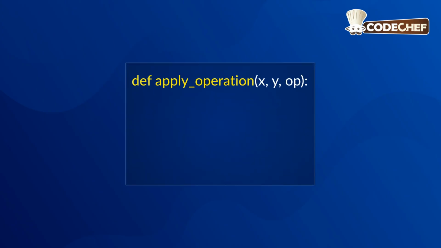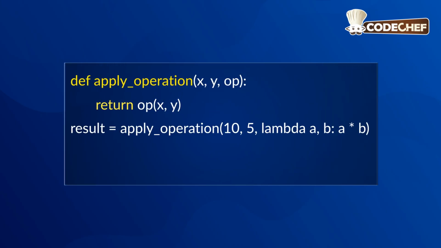For example, we can pass a Lambda directly into another function to apply an operation. Here we have a powerful function called apply operation. It takes two numbers, x and y, and a third argument, op, which is an operation. On the next line, we call apply operation with the numbers 10 and 5, and we pass a Lambda function directly as our op. This Lambda function tells the code to multiply its inputs.